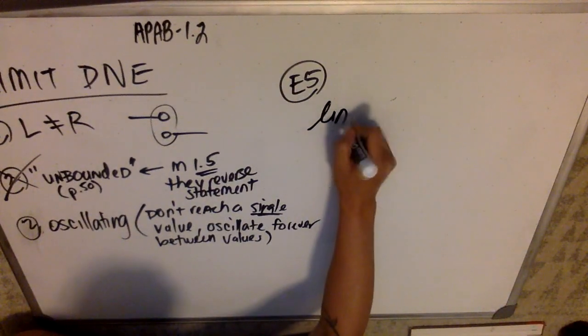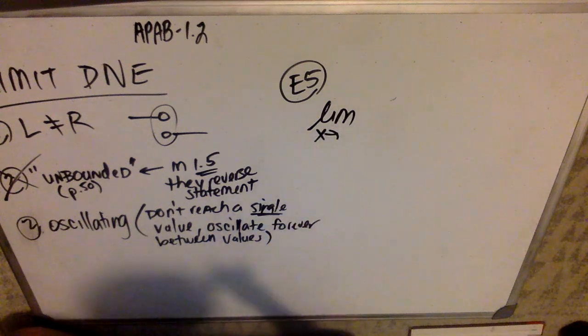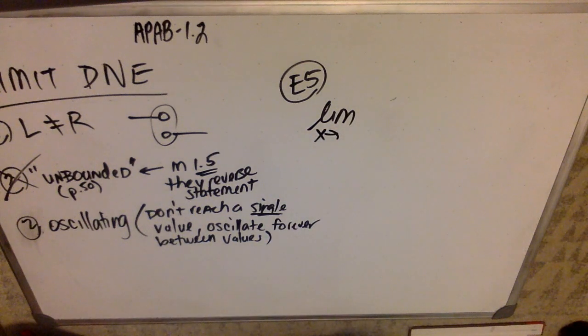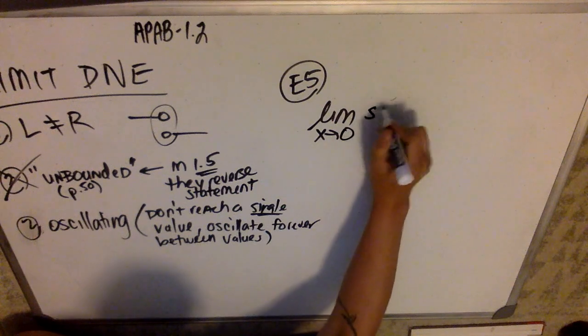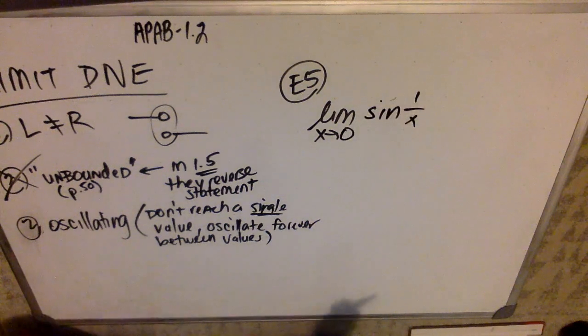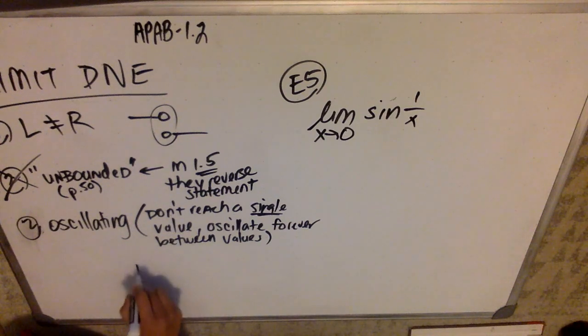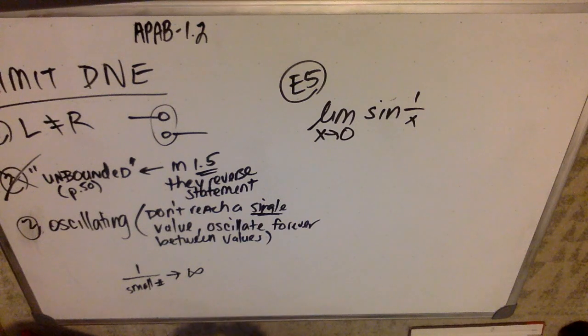So we're going to do the limit as x approaches 0 of sine of 1 over x. Okay, so this is maybe another thing that's worth mentioning, and I think you probably already know this, but maybe you don't: 1 over a really small number goes to infinity. Right? So you're not technically supposed to be able to do 1 divided by 0, but 1 divided by 0 is going to get infinitely large, right?